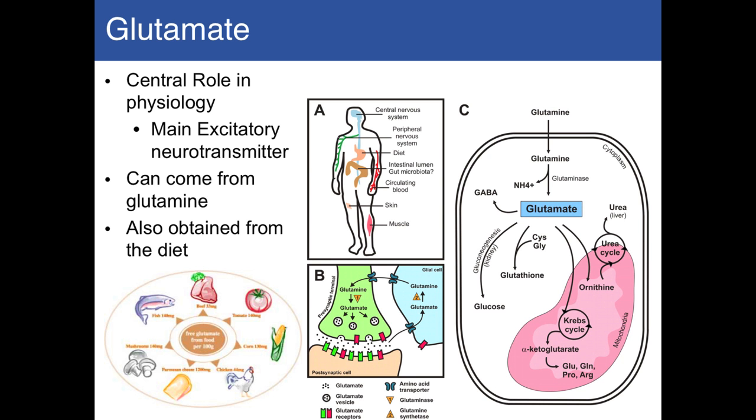Glutamate's central to all this, as I mentioned when we talked about the urea cycle. Glutamate comes in the form of glutamine, or can also be transferred amongst our cells as glutamine. Glutamine will be stripped of its amine group to form glutamate. From there, we can make GABA.